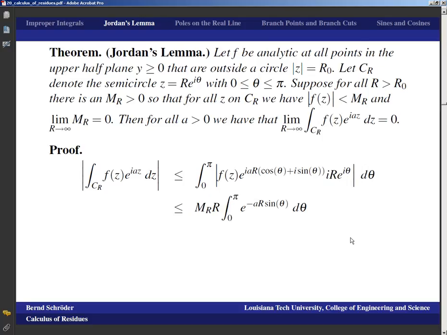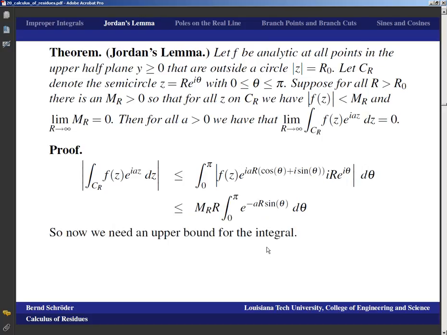Then we have the integral over the semicircle of e to the negative a r sine theta, because if we're looking at the exponent i a r cosine theta, that's a purely imaginary part. So this is just an e to the i t or something like that, and its absolute value is 1 also. So all that remains is really e to the negative a r times sine theta, and that's the integrand that we have here. So we need an upper bound for that integral.